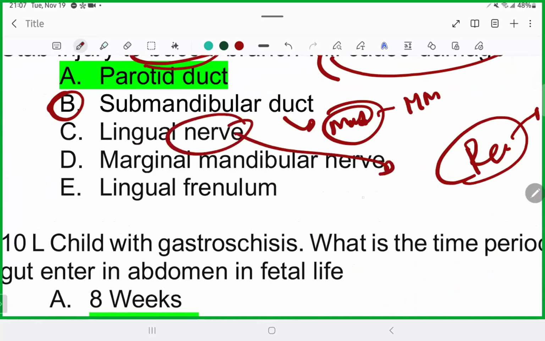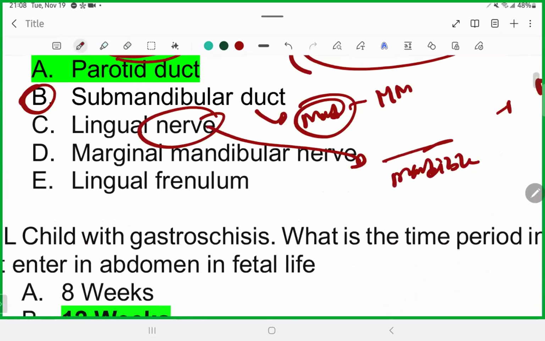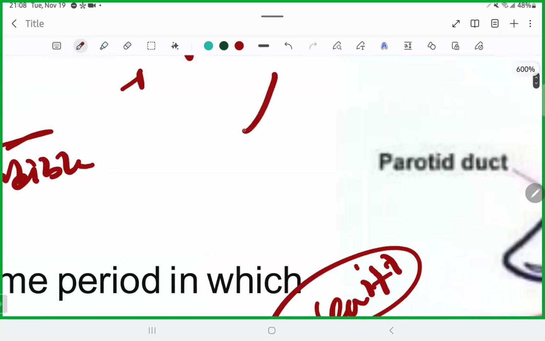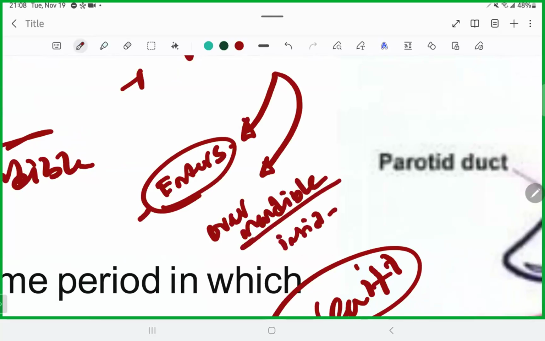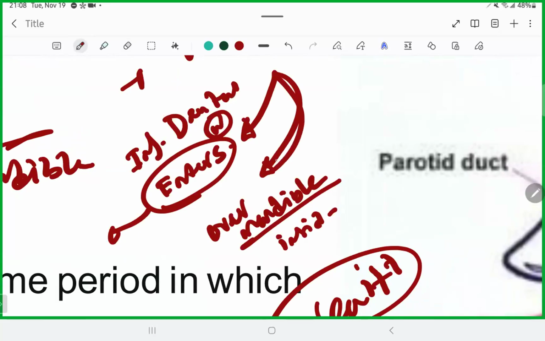Lingual nerve is related to the mandible, we all know. And the thing I want to tell you is that there are two nerves. One enters the mandible, and one is over the mandible. Over is the more correct word. Inside your mouth, the one that enters is the inferior dental nerve. And the one that's above the mandible but inside your mouth is the lingual nerve.